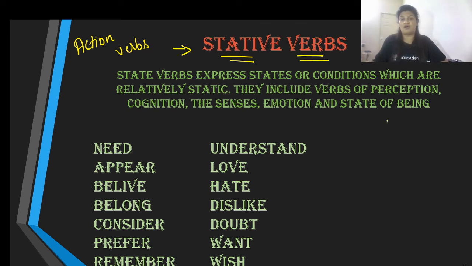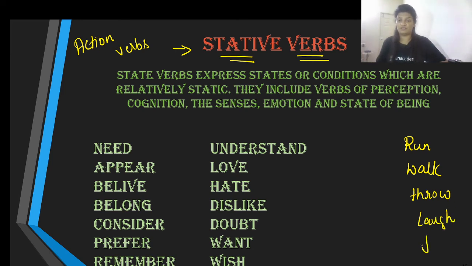Action verbs are nothing but verbs like run, walk, throw, laugh, jog. Now, if you focus on these verbs, run as in a physical activity, your body is involved over here. Similarly, walk, again, that is a physical activity. Throw, it's a physical action. Laugh, physical action. Jog. All these are actions where you involve yourself physically.